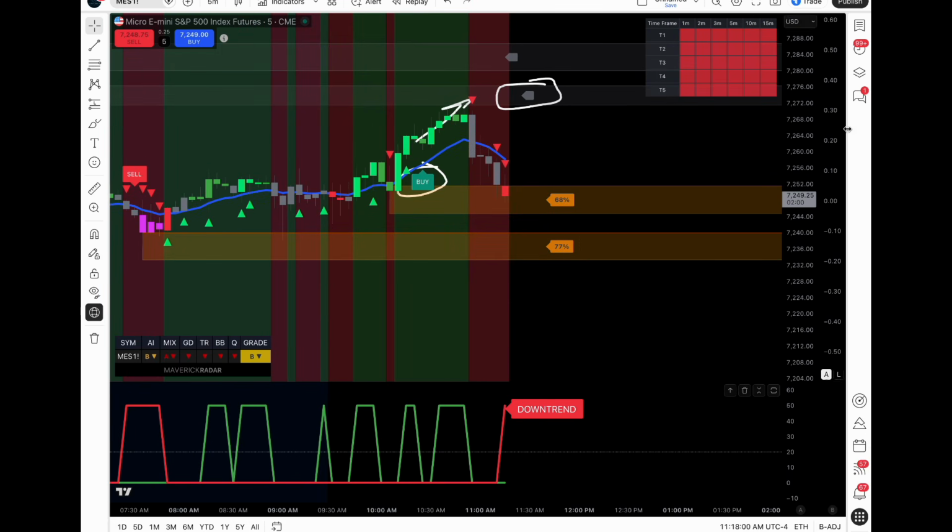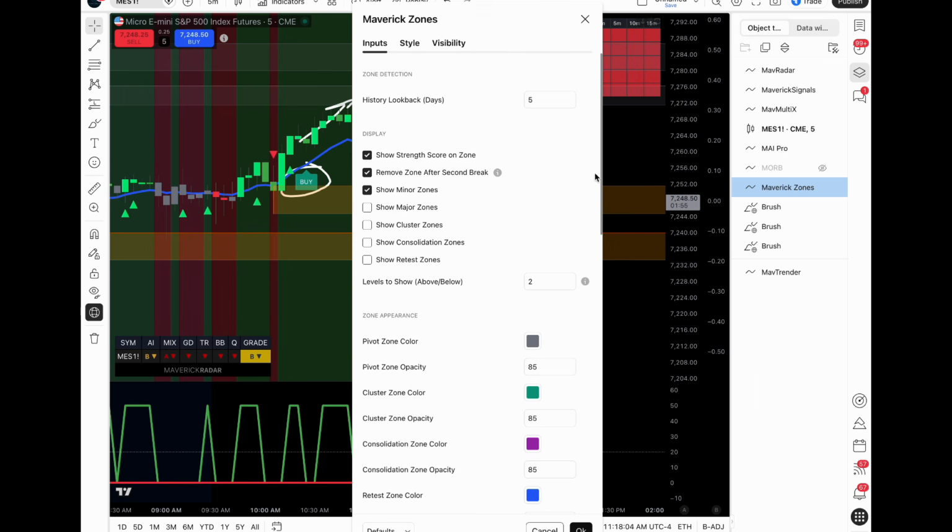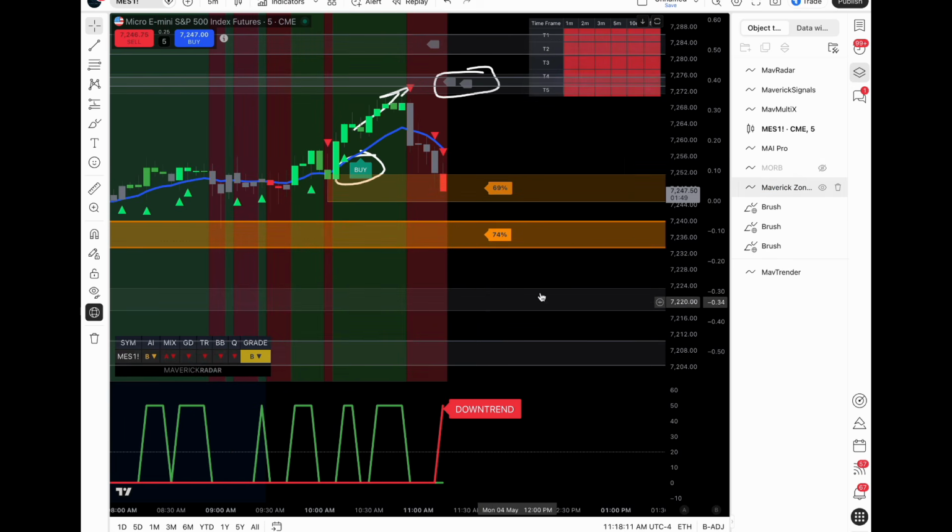I have some major and minor zones. I think I have both of them checked. Let me see here. Oh, I just have minor zones. So major zones are on top of the minor zones. So let's do that.